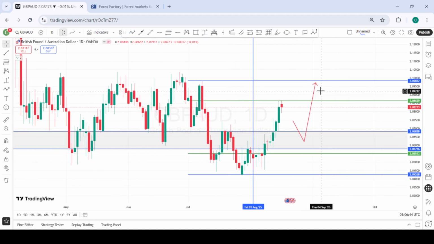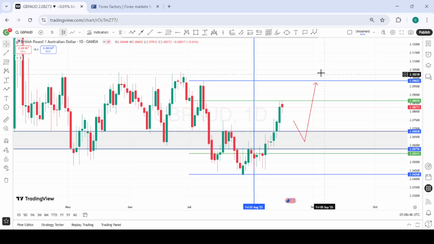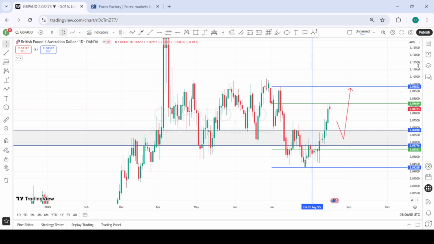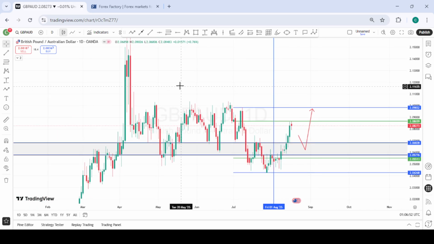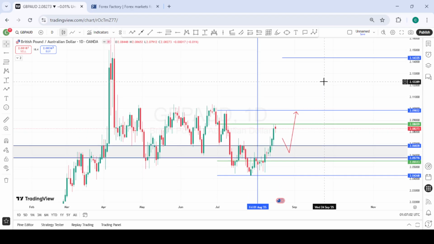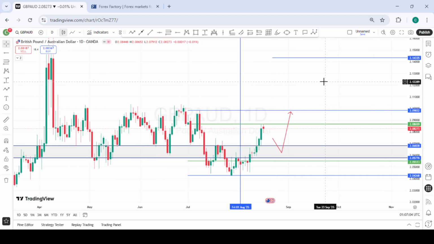We're going to target this high as our first target, and if price gives us very strong momentum, we can continue the buy to the upside and target this structural high as our second target. But we primarily focus on this high as our first TP, and we'll see what price will do from there. So I'm also bullish on GBPAUD.